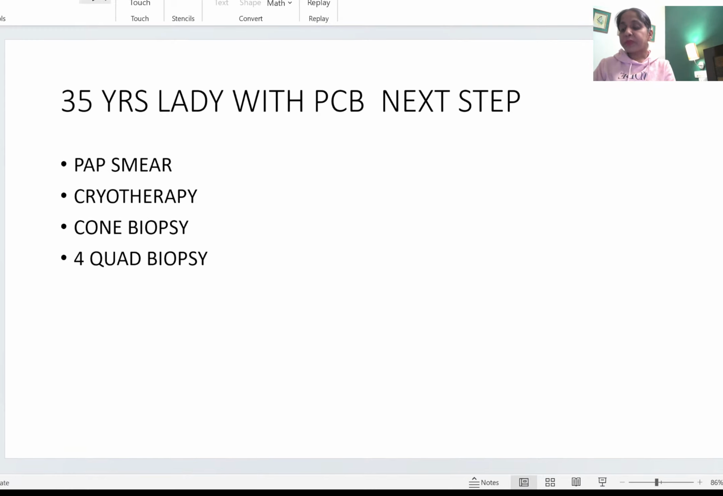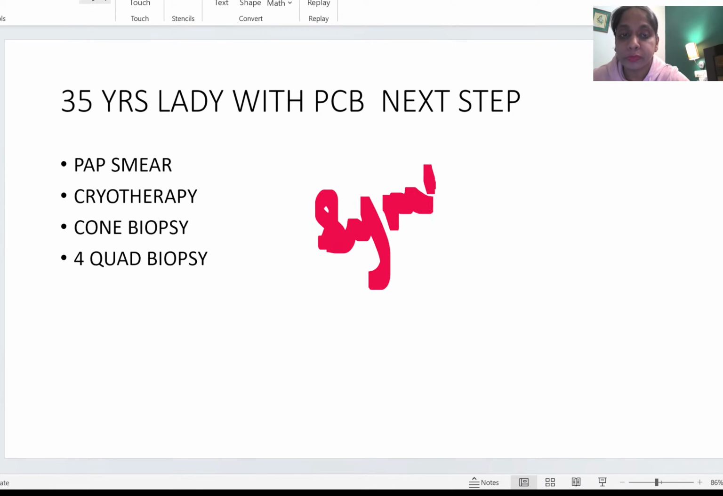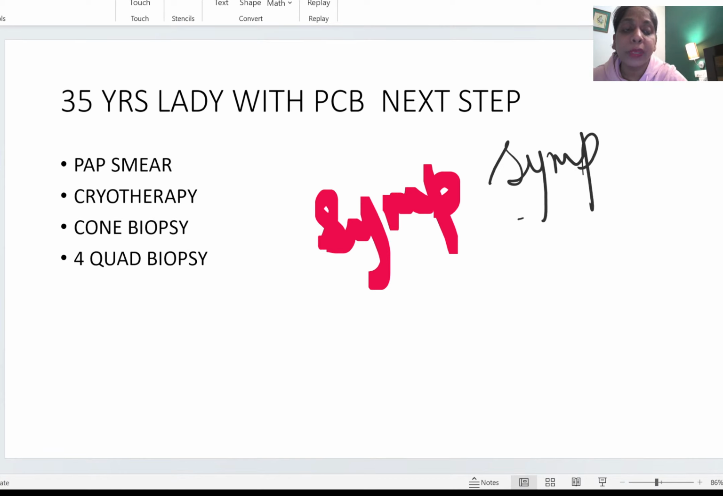Yes, Dr. Sumit, it is right: pap smear. A 35 years old lady with postcoital bleeding. Now, postcoital bleeding is a symptom. Ideally, colposcopy should be done, but since colposcopy is not an option, we are going with the screening method. Sometimes old questions do come in FMG, that's why I have taken it.